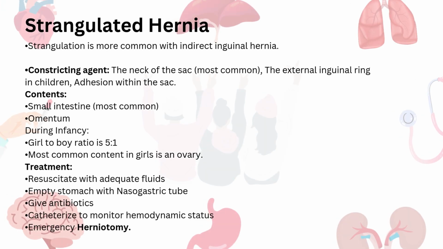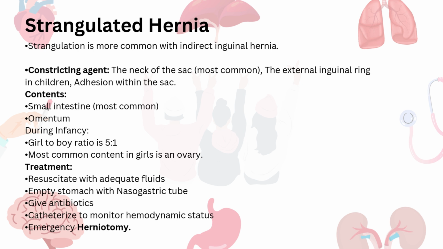And then comes the strangulated inguinal hernia. Strangulated is the one in which blood supply is compromised, and strangulation is more common with indirect inguinal hernias, which come out of the deep inguinal ring. Strangulation occurs at any time during life and in both sexes, could be in males, could be in females. The constricting agent is mostly the neck of the sac, the external inguinal ring in children, and adhesions within the sac. Contents of the strangulated hernia would be small intestine and omentum, etc.